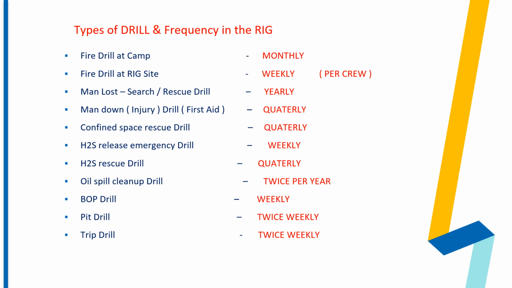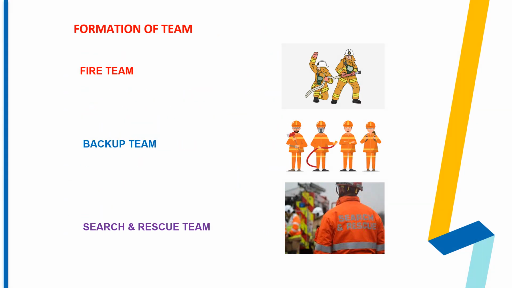The next one is the formation of team. As I said earlier, fire team, there are 4 members in a fire team. It's just a picture here, but do remember that in the fire team, in the rig, there are 4 crew members. The backup team, again, is the search and rescue team. Search and rescue team is also responsible for search and rescue of the victim.